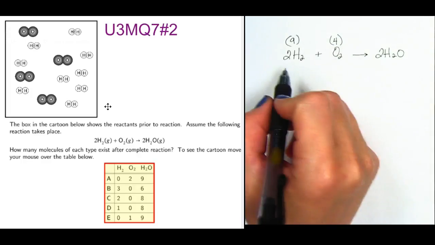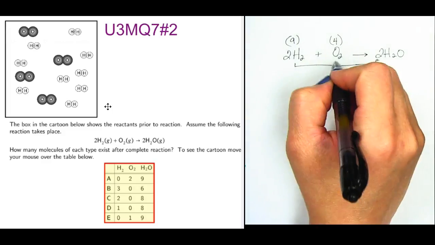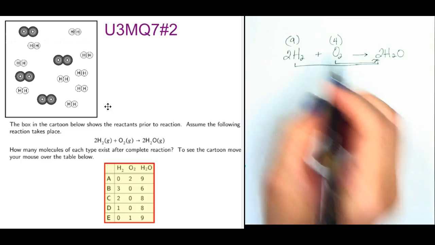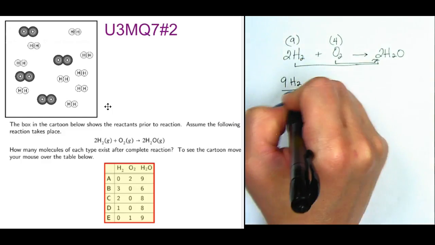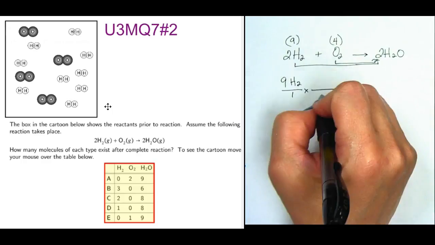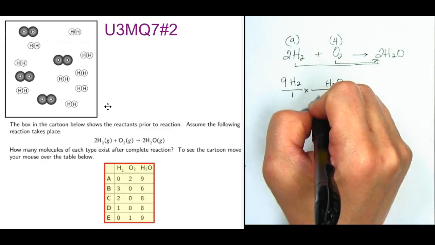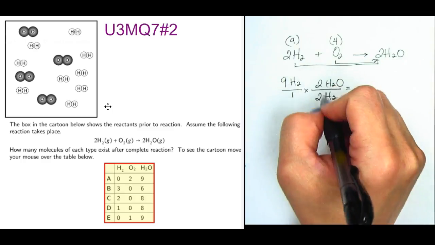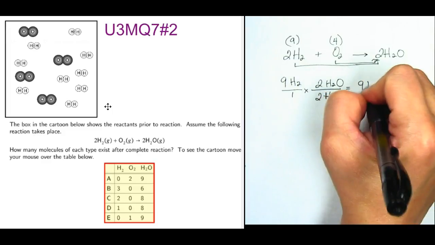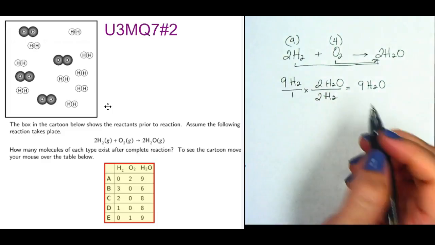So first, I'm going to find out how much water we are going to produce using both of these reactants. So we'll start with hydrogen. If I have 9 hydrogens, the ratio of hydrogen to water is 2 to 2, which means 9 times 2 divided by 2 equals 9 waters that we would produce given the 9 hydrogens that we start with.